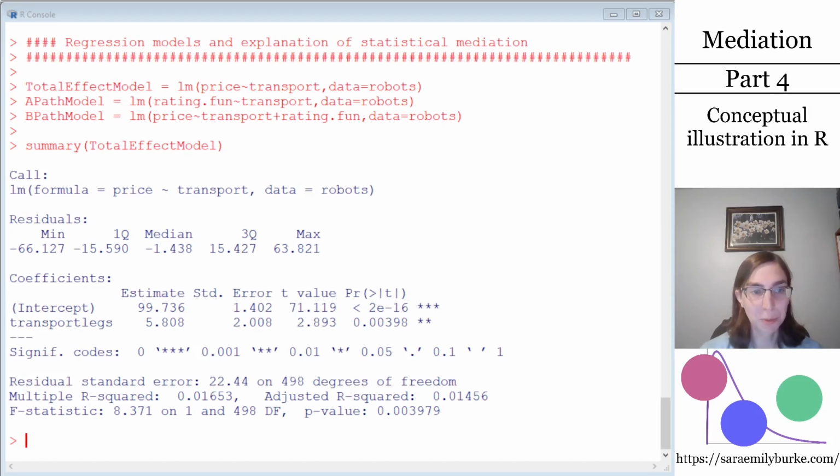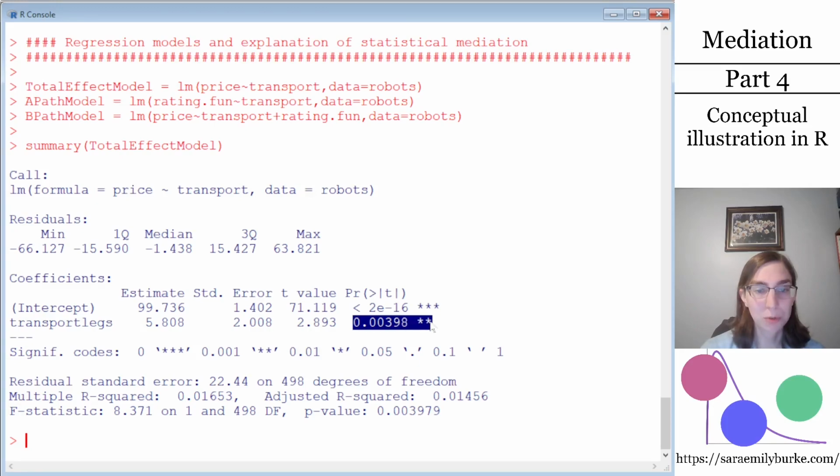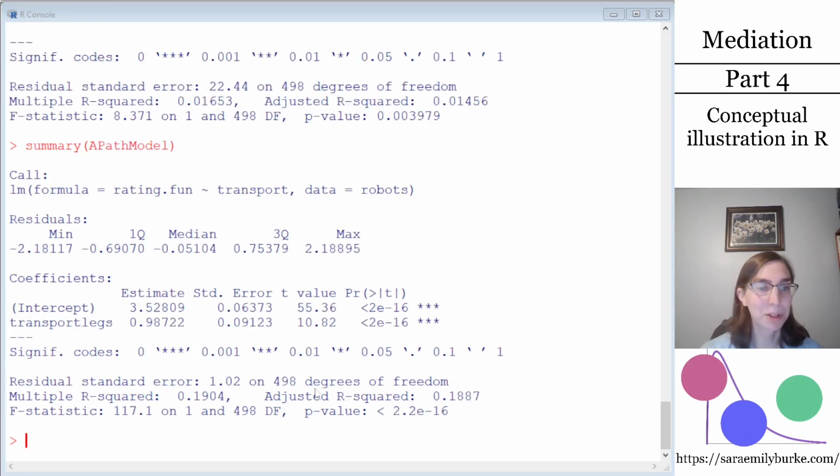The mean difference in price between robots with legs and robots with wheels is $5.81. And the p-value is low, so we would refer to this price difference as statistically significant. Participants rated robots with legs as being significantly more expensive than robots with wheels. Here's a summary of the A-path model.